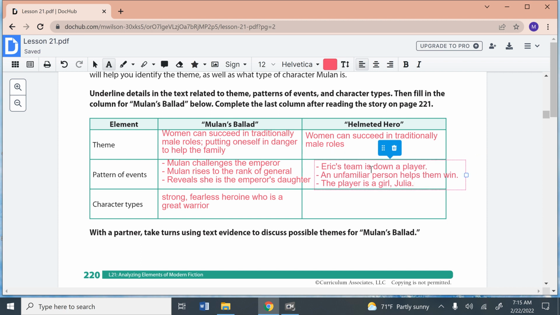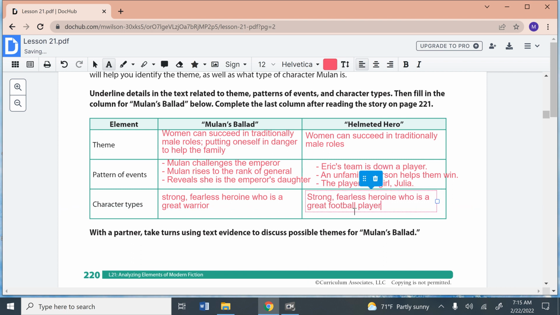And then in regards to character types, we still see a strong, fearless heroine who, in this case, instead of being a great warrior, is a great football player. So strong, fearless heroine who is a great football player.